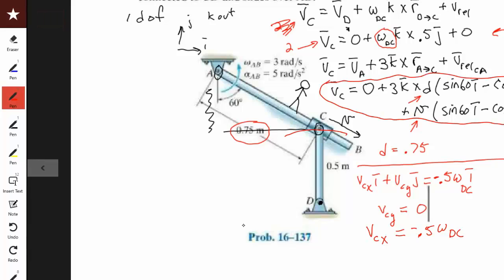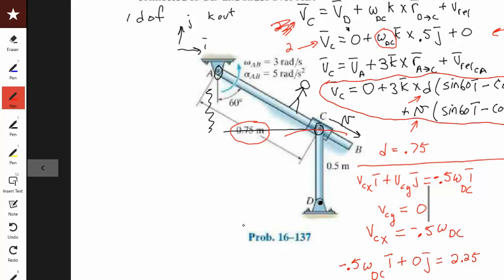Okay, so vc. Well, that is a minus 0.5 omega dc. That's vcx. That'll be in the i. Plus, what's the velocity of C in the y? 0, j. Okay, so that's the velocity of C. And that equals, let's do this cross product. It'll be 3 times d. d is 0.75, so that looks like that is 2.25.